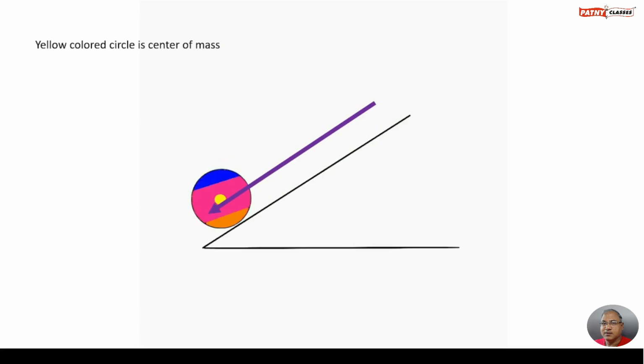is that the yellow colored spot of the rolling body is nothing but the center of mass. As the body is rolling down, the center of mass is moving in a straight line. We can clearly see that the center of mass of the body is moving in a straight line. So when a body is rolling down, the center of mass moves in a straight line, and when it is moving in a straight line, it has a kinetic energy, and the rolling body also has a rotational kinetic energy.